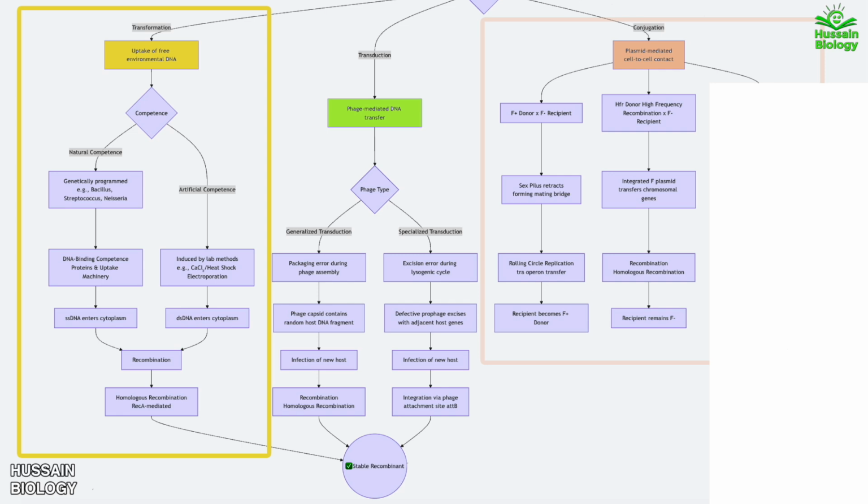And finally, conjugation can also involve the transfer of other elements like R plasmids, which carry genes for antibiotic resistance, making this process extremely important in clinical microbiology.